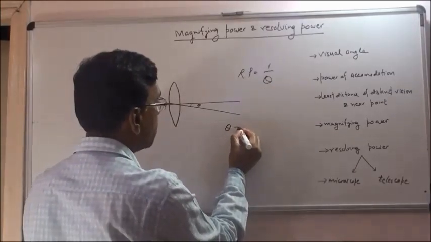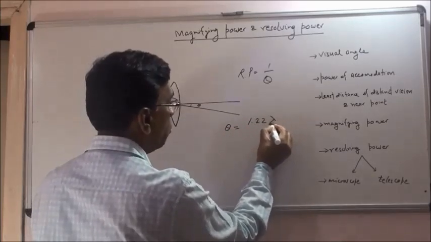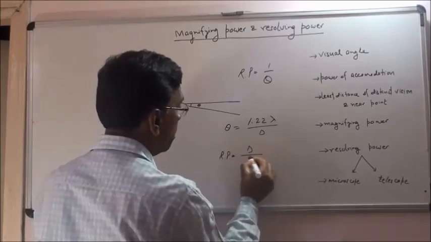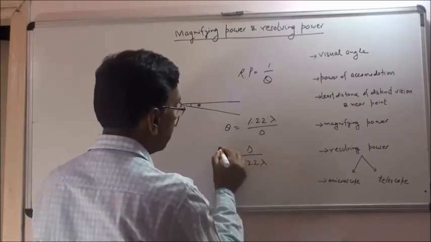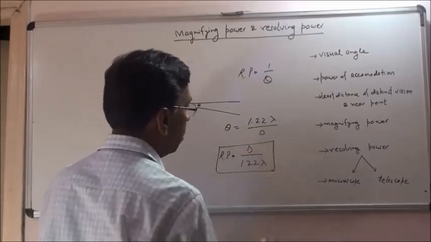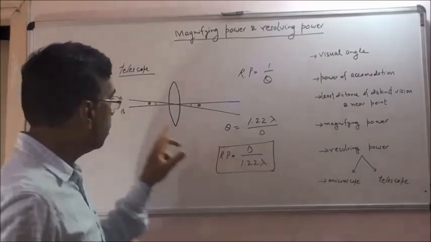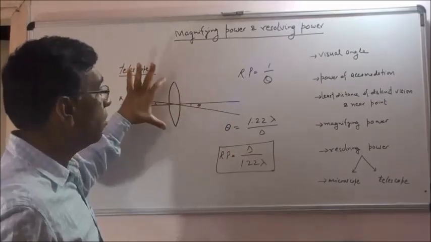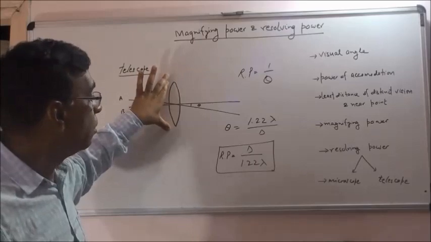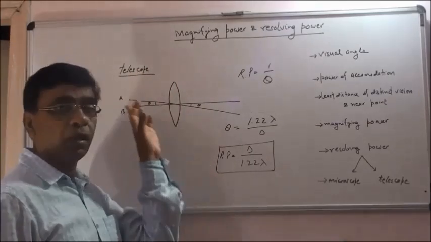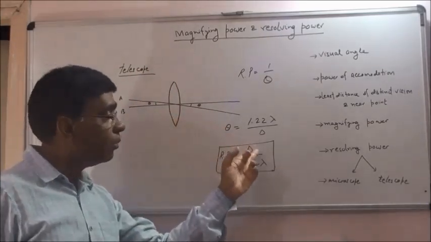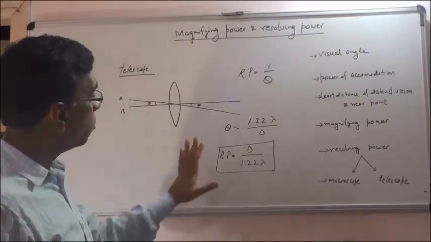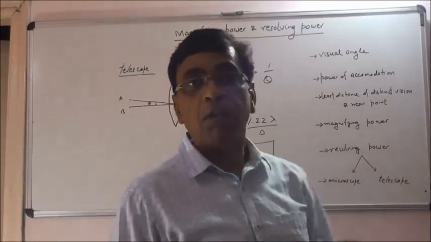And theta is 1.22 lambda by d. So resolving power can be written as d upon 1.22 lambda. Here, lambda is the wavelength of the light coming from the objects to the objective, and d is the diameter of the objective lens. So resolving power of a telescope will depend on the diameter of the objective lens and the wavelength of light. So this is the resolving power of a telescope.